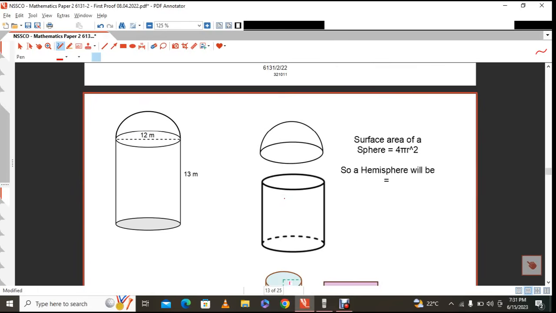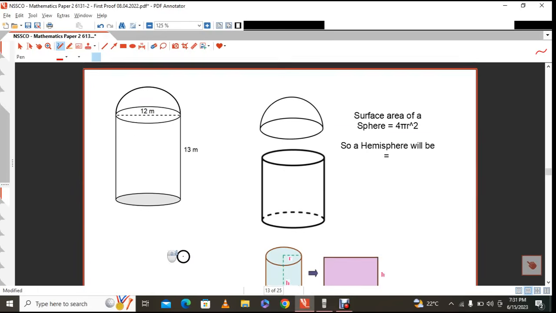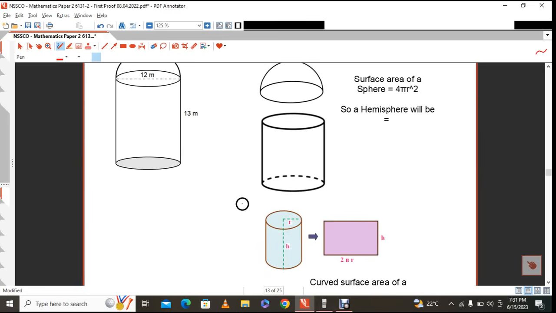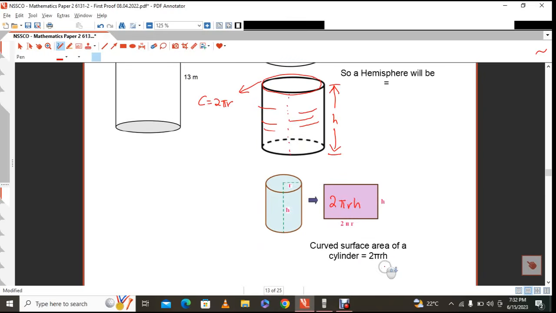So the curved surface area of the silo is the curved surface area of the cylinder, which is that part that goes around. When you cut it open, like I've indicated over here, it creates this rectangle where you have 2 pi r times the height. The 2 pi r comes from the circumference of a circle. This here is a circumference, which is 2 pi r. And when you cut it open, you have the height over there. So when you multiply these two things together, you get 2 pi rh, which is the formula for the curved surface area of a cylinder. Good.